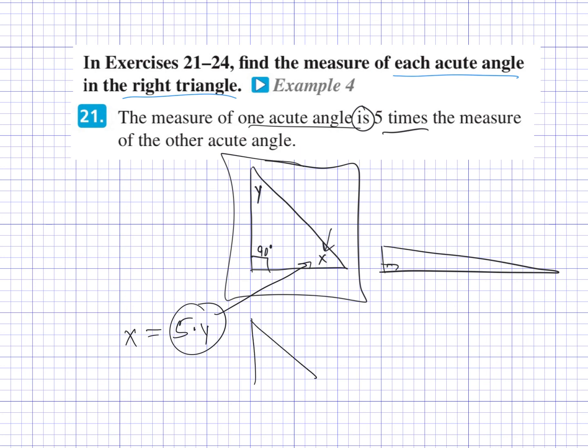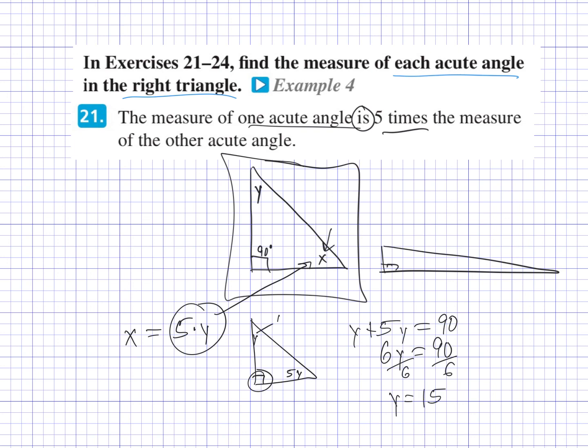So I'll redraw it real quickly. This is y, and this is 5y. Now we only have one variable to deal with. So we have y plus 5y equals 90 degrees, because we already have a 90-degree angle, and 90 plus 90 is 180, so there's 90 degrees left. So that's 6y equals 90. All right, so divide by 6, and y is equal to 15.